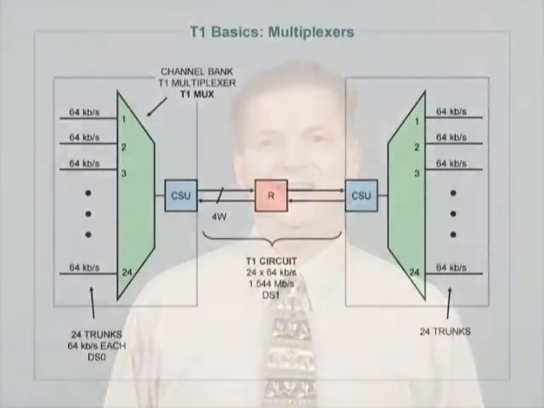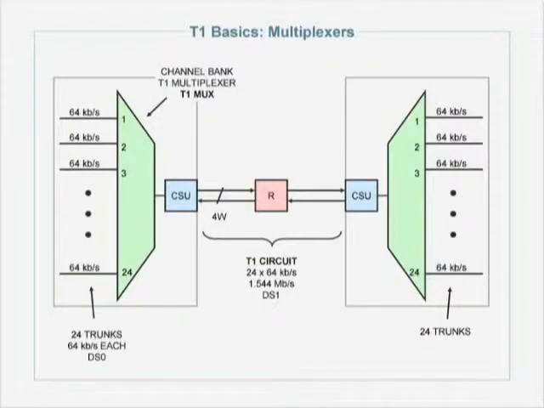Here we're going to take a look at the main components of a channelized time division multiplexing system using T1 as an example. The components are a multiplexer at each end, channel service units, and repeaters. Since T1 was designed to carry 24 trunks, that means that a T1 multiplexer is going to have 24 ports on it. And a port is a term for a physical connection, a hardware connection, usually on a piece of equipment.